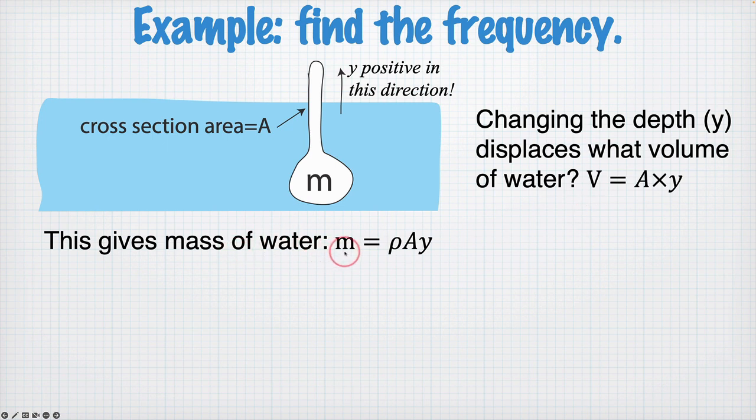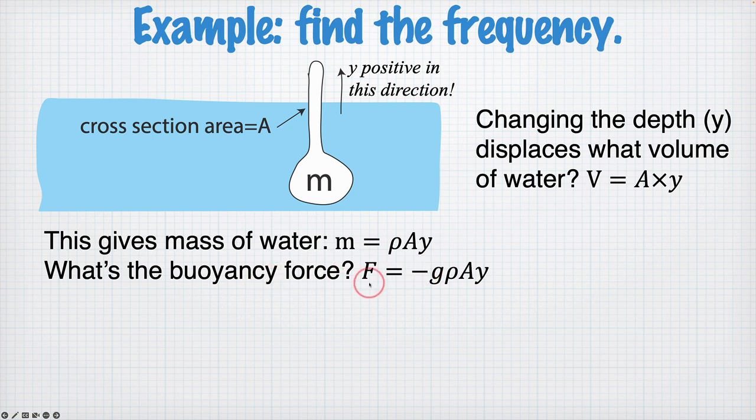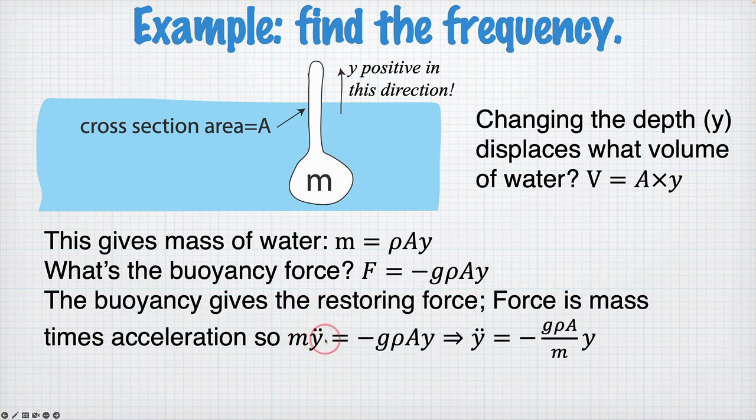And so this gives a mass of water, which is the density of water times A times y. And so the buoyancy force is negative g rho A times y. That's something which you can calculate. And so this is now the force as a function of the displacement y, but we can now use that mass times acceleration is equal to the force. And so mass times acceleration in y must be equal to this force, which gives us y double dot is equal to some constant times y.